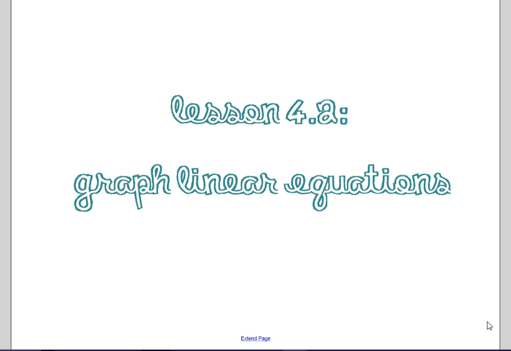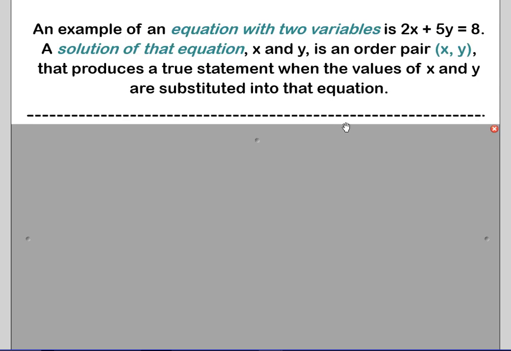Welcome to lesson 4.2 on graphing linear equations. So the first thing we need to know is what exactly a linear equation is.